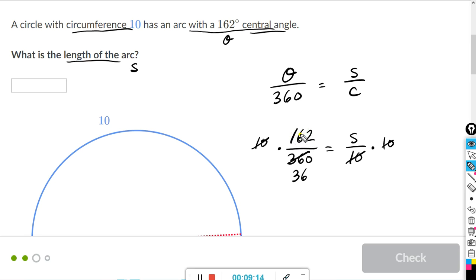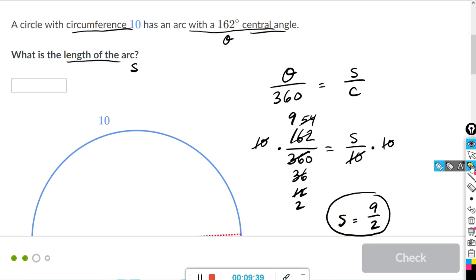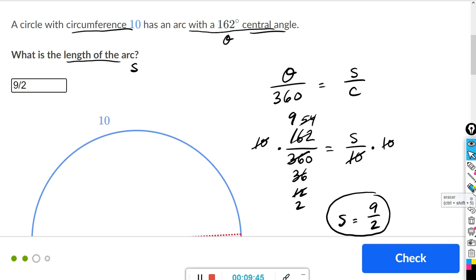Let me see. 3 into 162 is going to be 54. And 3 into 36 is going to be 12. Okay, 54 divided by 6 is 9. 12 divided by 6 is 2. So we're left with S equals 9 over 2. And you can just enter that in the box as 9/2 or 4.5.